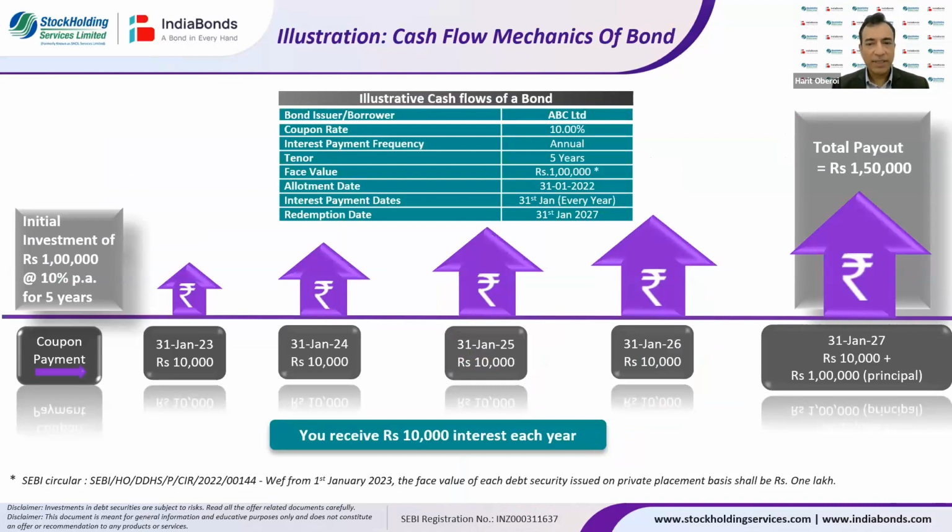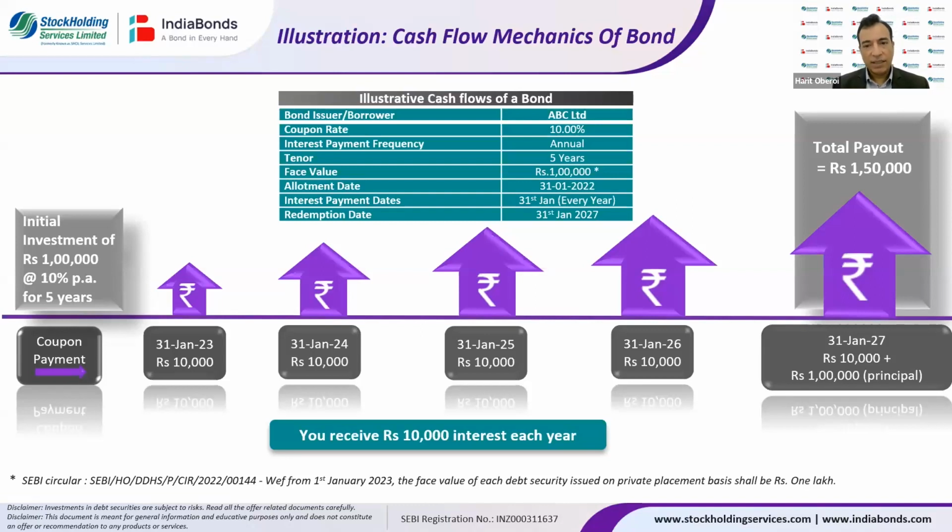Interest payment frequency is annual, which means every year the interest will be paid, and the tenure or maturity of the bond is 5 years down the line. Face value of the bond is 1 lakh rupees. Allotment of the bond, the day the bond has been allotted, the first day was 31st January 2022.